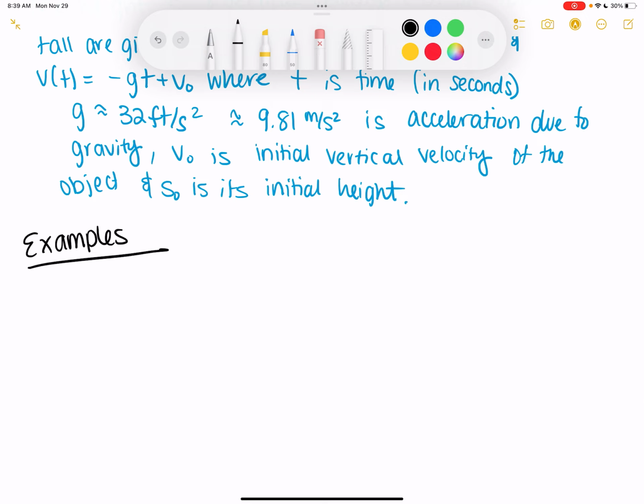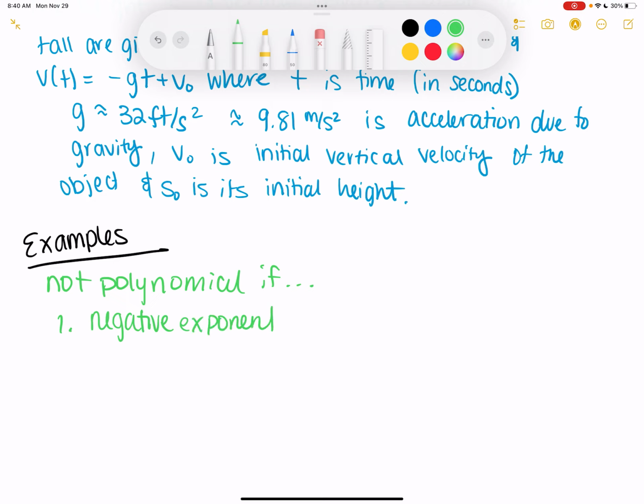Okay, so this first one says to determine which are polynomial functions. For those that are, state the degree and leading coefficient. For those that are not, explain why not. So first I'm going to tell you how to know if something is a polynomial or not. It's not polynomial if: 1, it has a negative exponent. 2, there is a radical or fraction in the exponent. So if you see that, it's not polynomial, and that would just be the reason that you would give for that.